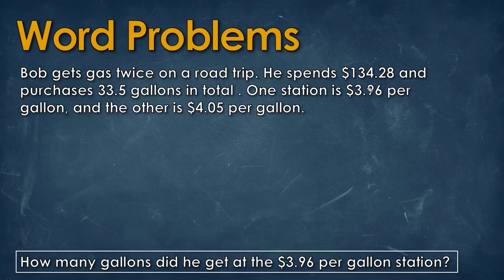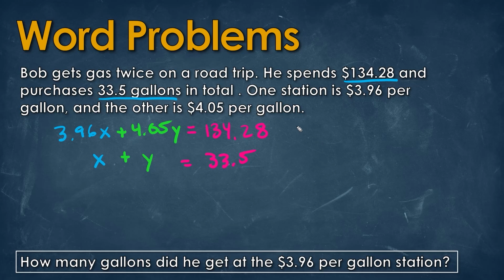Done. For this word problem, we see that Bob gets gas twice. He spends this amount of money by purchasing a total of 33.5 gallons. We can set this up as a system of equations where we see that he spends $3.96 per gallon at station 1 and $4.05 per gallon at station 2. And because this is in dollar amounts, we're going to set that equal to the dollar amount in total, which is 134.28. We also know that he got x gallons and y gallons for a total of 33.5 gallons.